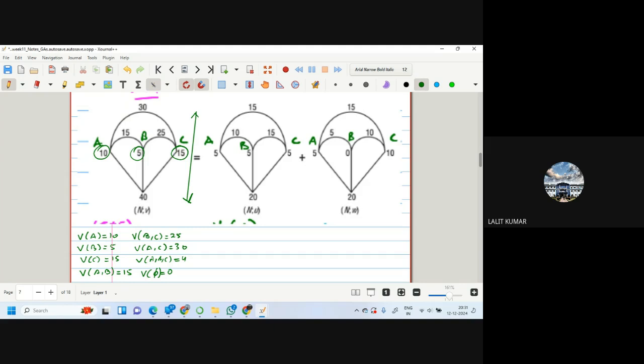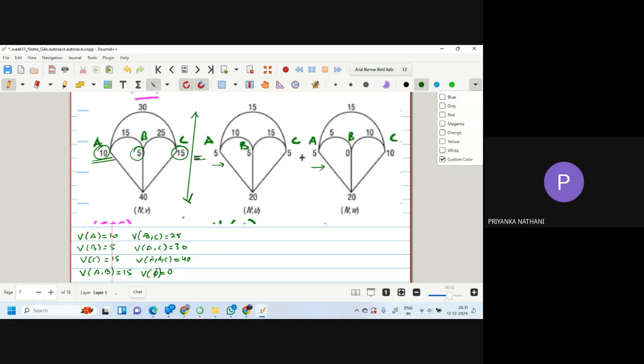Two simple games means that, for example, here, V(A,B,C) is equal to 40. I wrote 40. There is a question in the GA regarding this. This game can be broken down into two simple games, but remember these values will add up to the same.